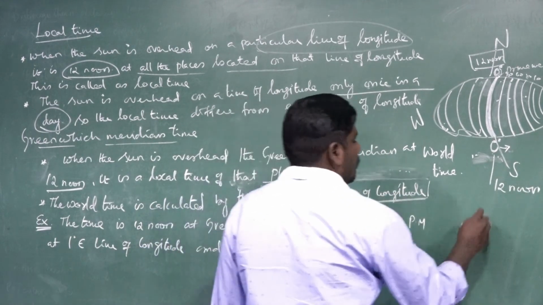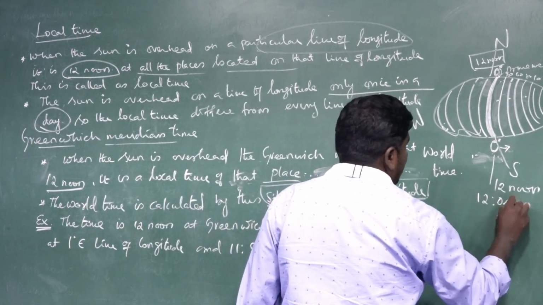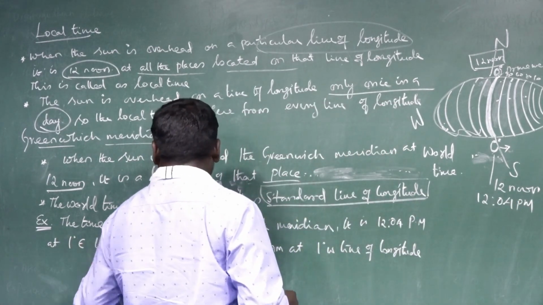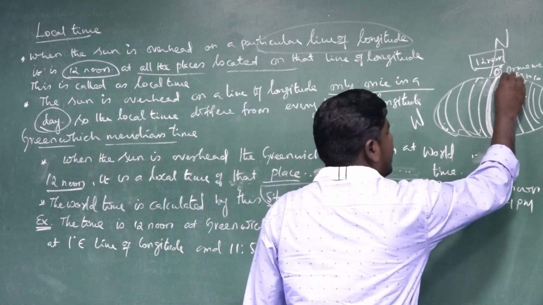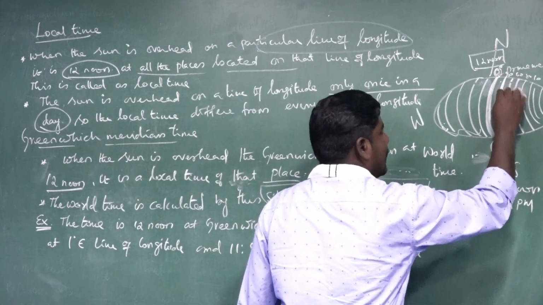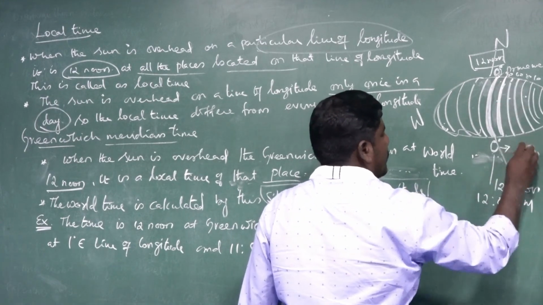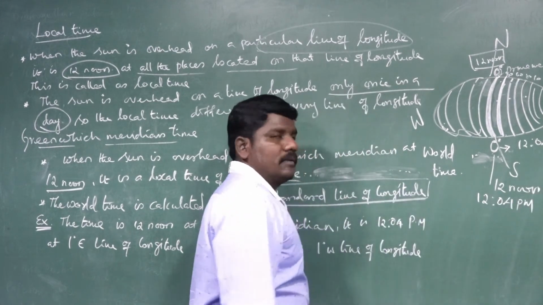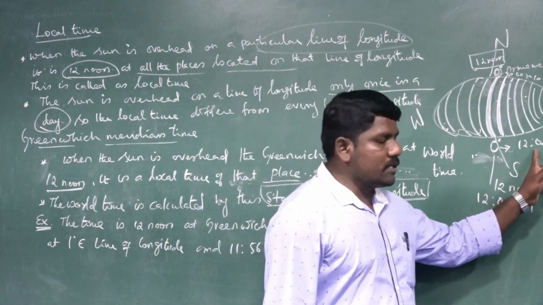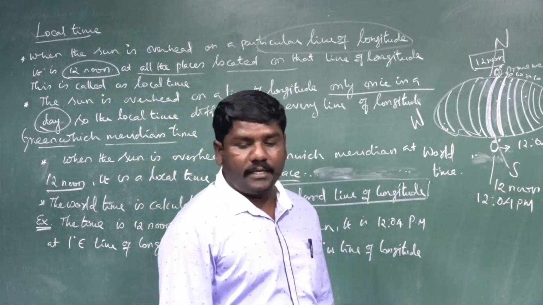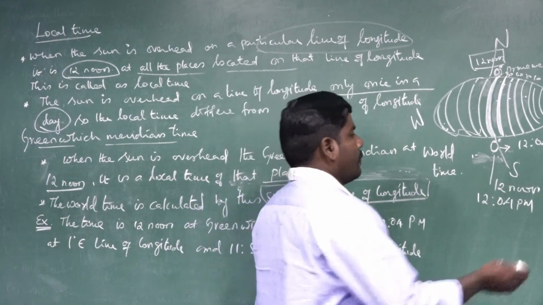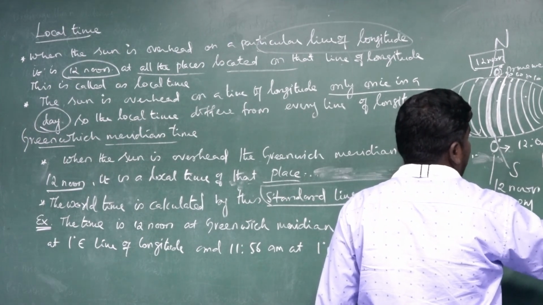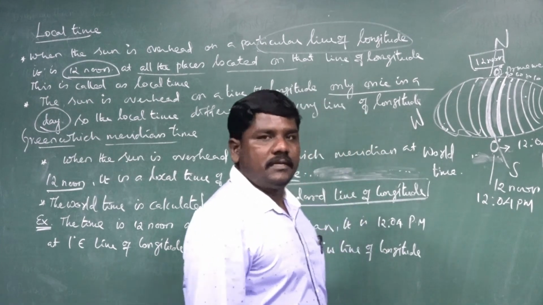At 1 degree east line of longitude, it is 12.04 p.m. So in this east line of longitude, it is 12.04 p.m. PM means post meridian.